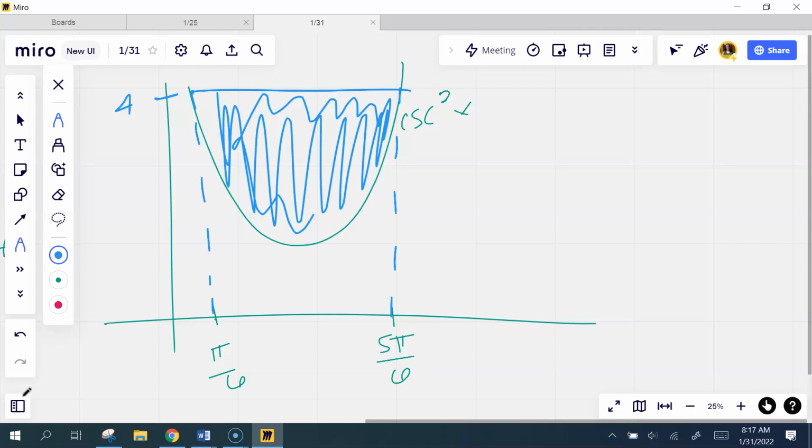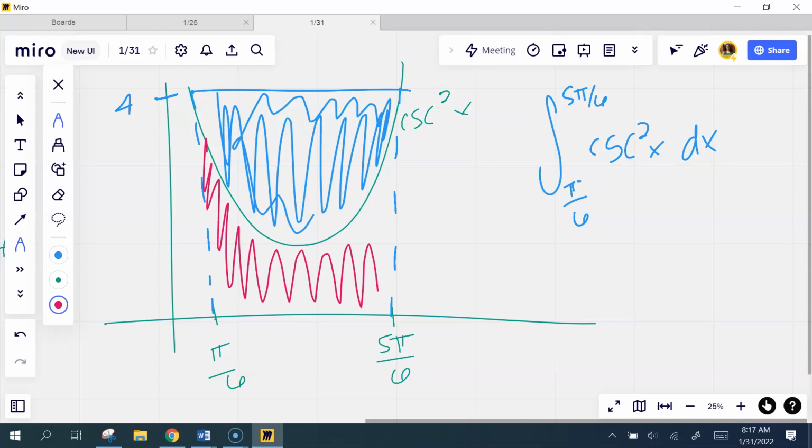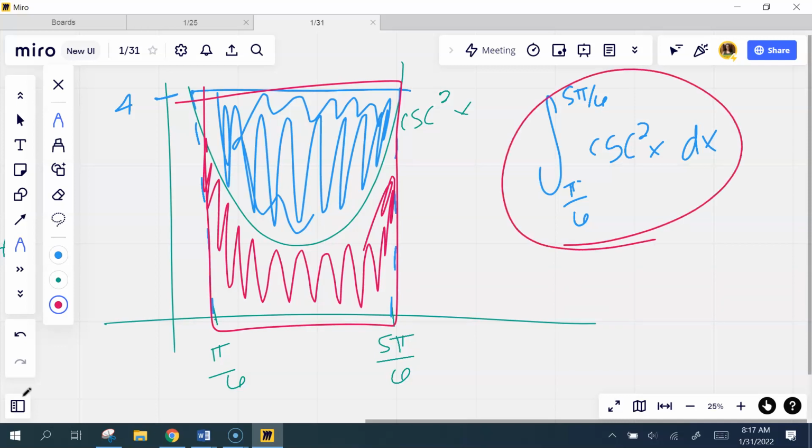But I think you all lost sight of what it was you were finding. A lot of you wrote this, and that's actually not the blue shaded area. If I find that integral, that is this area, from the curve to the x-axis. So you would need the area of the rectangle minus the area here. Does that make sense?